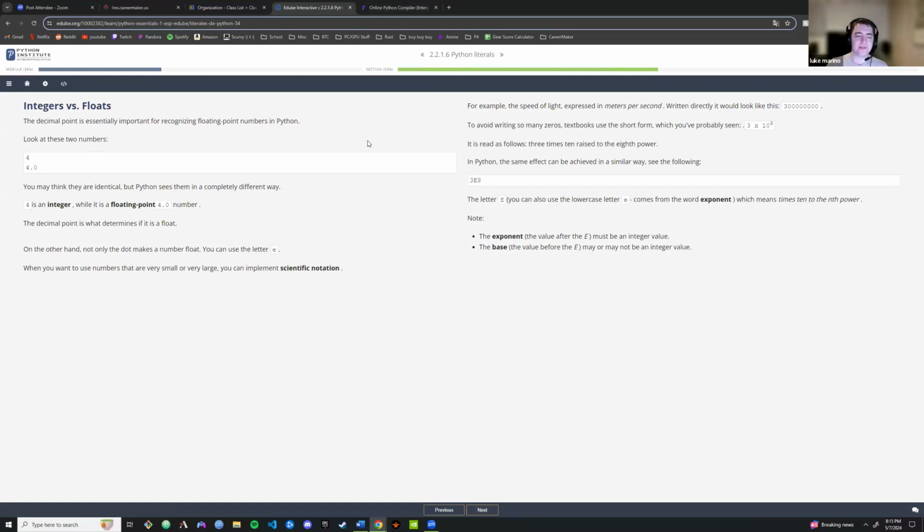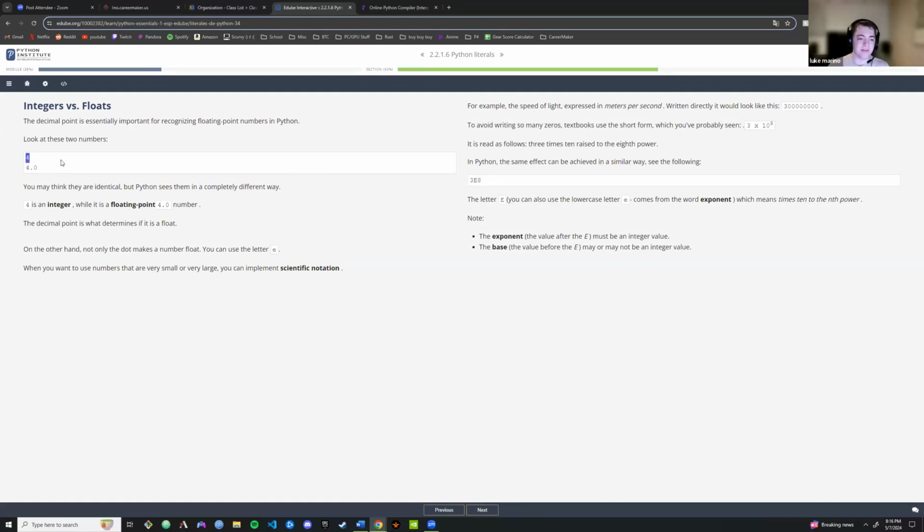What is the difference between integers and floats, right? The decimal point is key for recognizing what a float is in Python. As you see here, you have these two numbers. What is this number right here? Does anybody know what data type this is? I know it's an integer because it's a whole number.